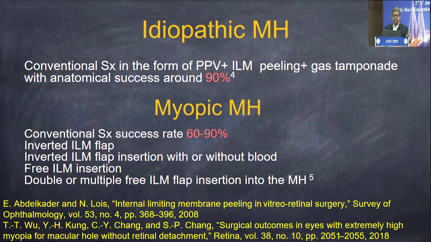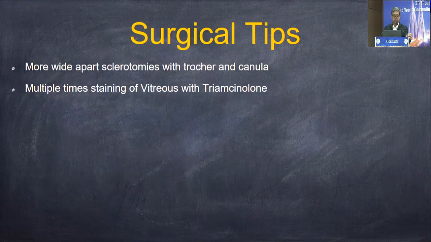So what is the difference between idiopathic macular hole and myopic macular hole? With conventional surgery, the closure rate in idiopathic macular hole is very high, around 90 to 100%. But the myopic macular hole closure rate is much lower, 60 to 90%. So we may have to modify our surgery, not doing a regular peeling but going ahead with inverted peeling sometimes.